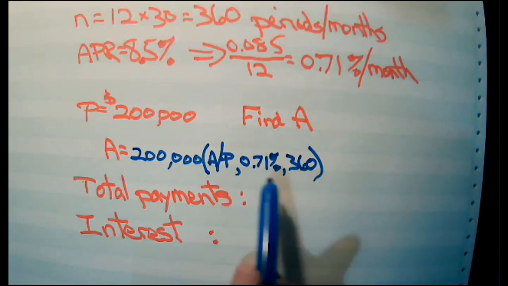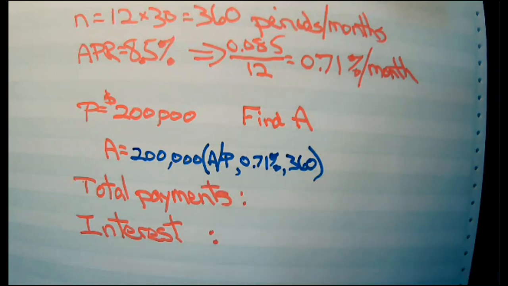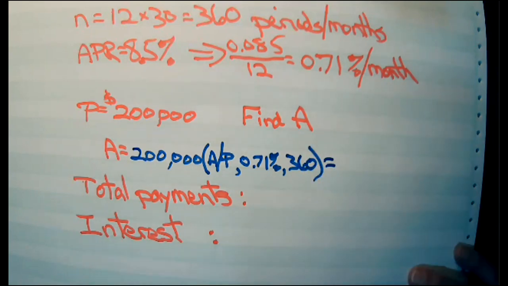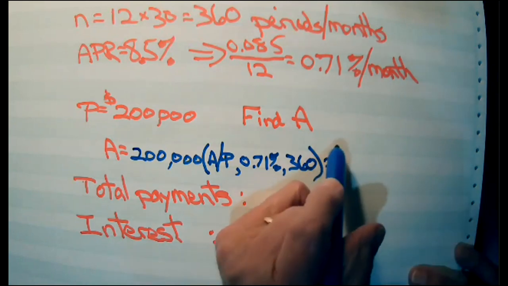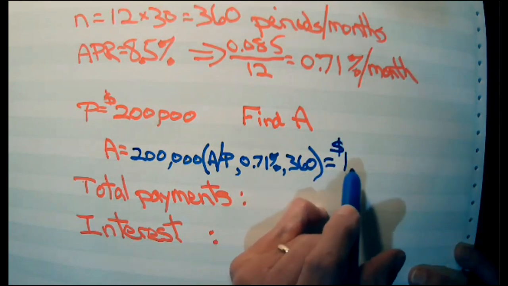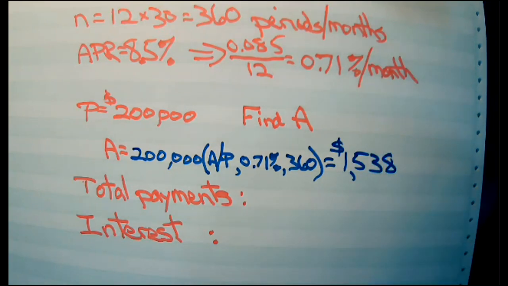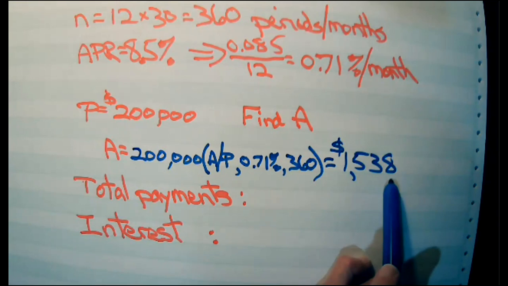I'm not going to go through that. I assume that you can find that if you need to, and I will give you the answer. It's rounded. I'm rounding up. I'm getting rid of the penny. I keep the pennies in my calculator, but I'm rounding up for display here. $1,538. Those are the monthly payments on the $200,000 loan. Given APR of 8.5%, compounded monthly, 0.71% per month for 360 months, that is our monthly payment.